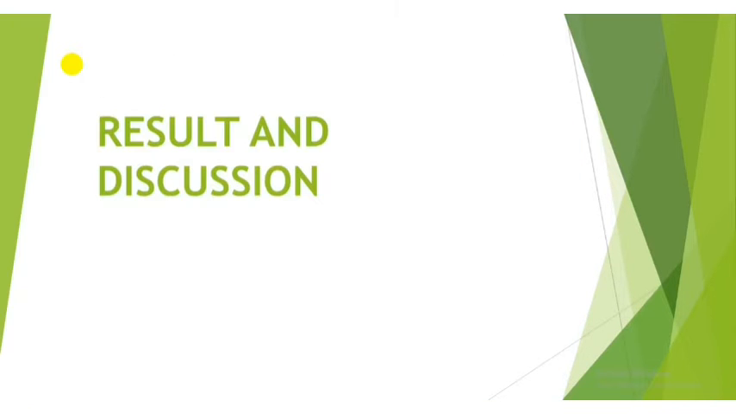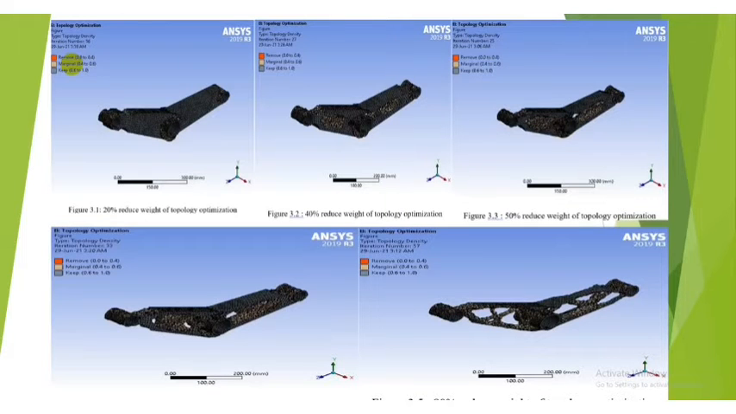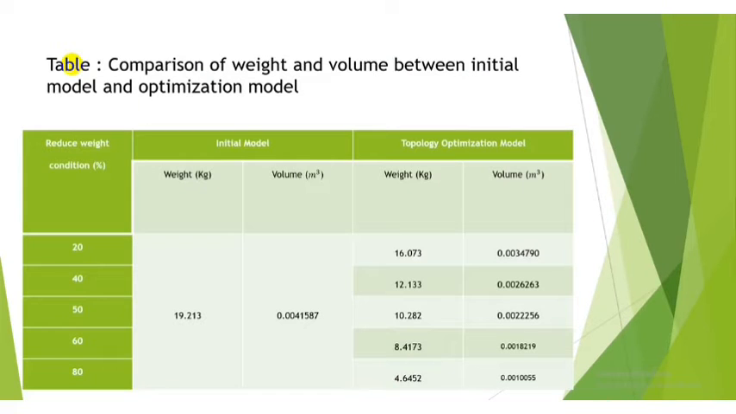Now I will be talking about result and discussion. For our result, we focus on 5 things. The first thing is comparison of weight and volume between internal model and optimization model.